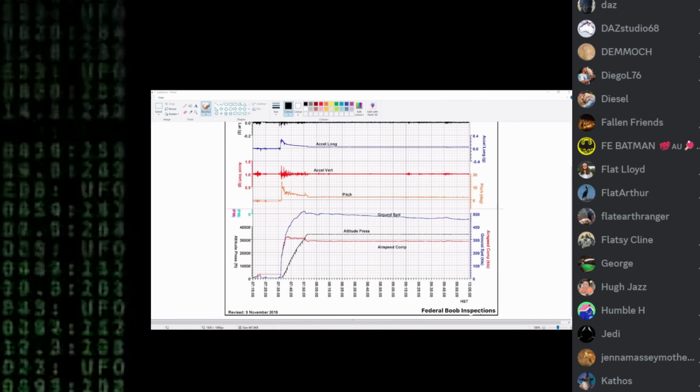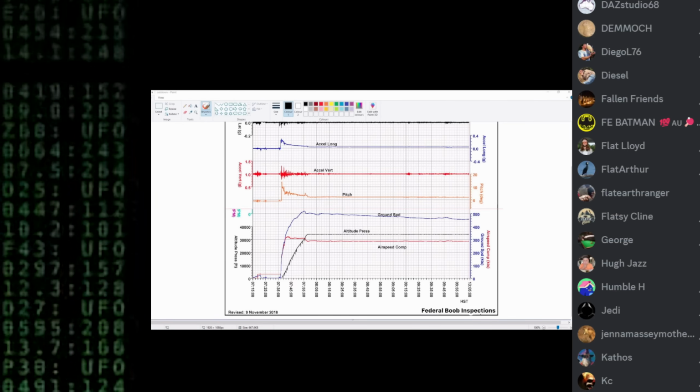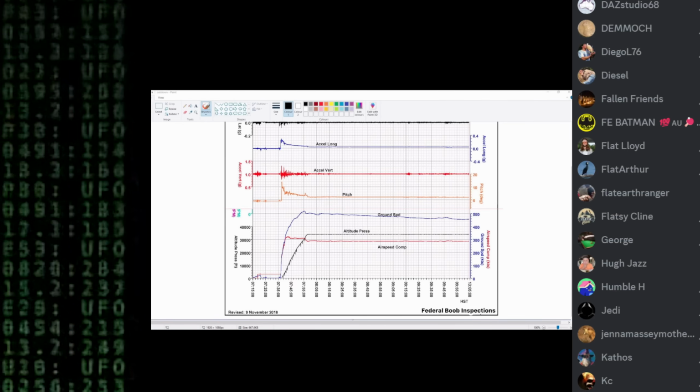Reference to horizontal, nose up, no dip, not moving around a curve. Earth is flat. Any last words before we round out?